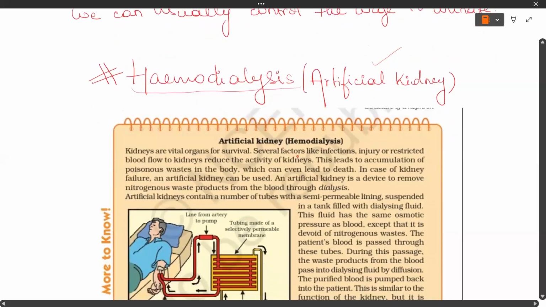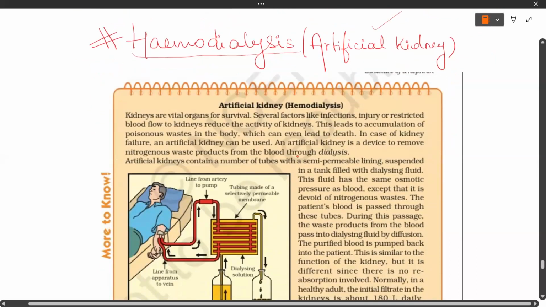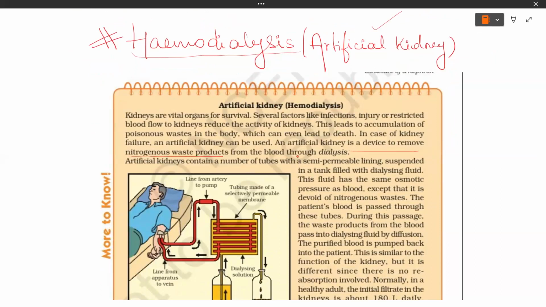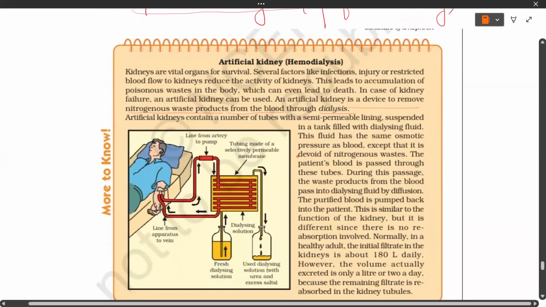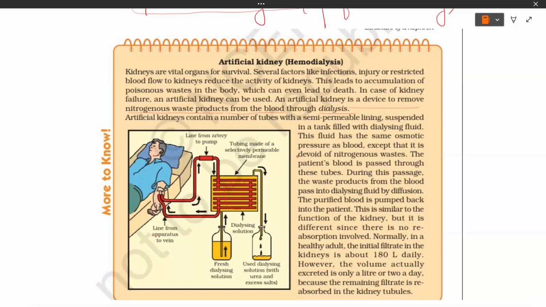So why does this happen? An artificial kidney is a device to remove the nitrogenous waste from the blood through dialysis. The artificial kidney contains a number of tubes with a semi-permeable lining. See, it contains many tubes. Now what happens in this particular tank? Dialyzing fluid is there, and it is just like that of the blood. One fluid is here, which has the composition just like that of the blood.